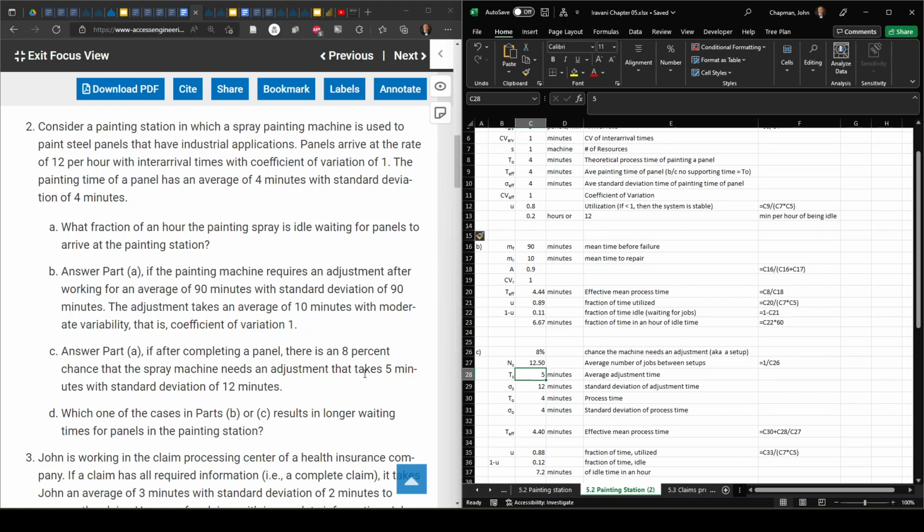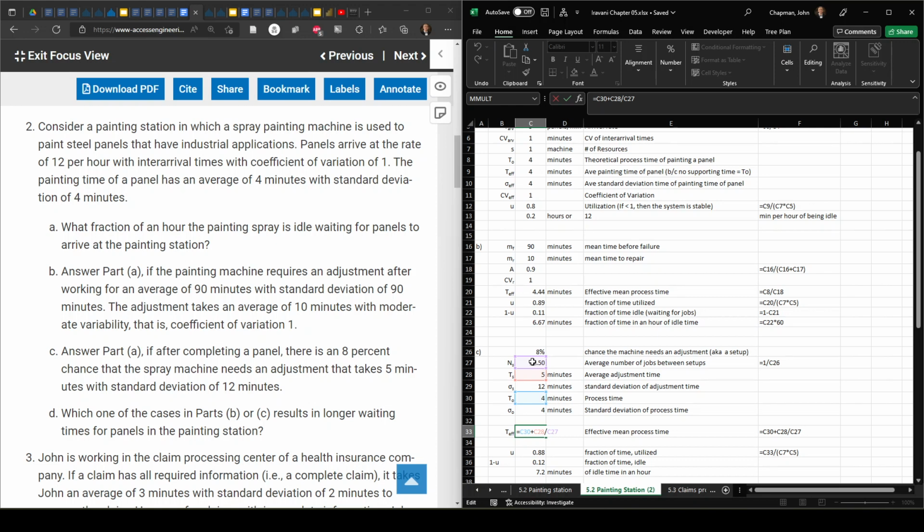If the adjustment time is 5 minutes, the average adjustment time with a 12-minute standard deviation, and we still have our theoretical process time of 4 minutes and our standard deviation of the process time of 4 minutes, we can calculate the effective mean process time by taking that theoretical time and adding the average adjustment time divided by the number of jobs between setups.